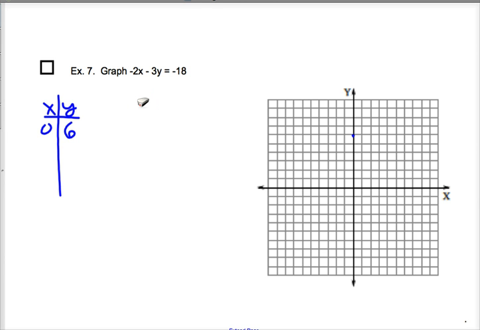Start over. Plug in y is 0. That basically crosses that out. 3 times 0 is 0. -18 divided by -2 is 9. 4, 5, 6, 7, 8, 9.